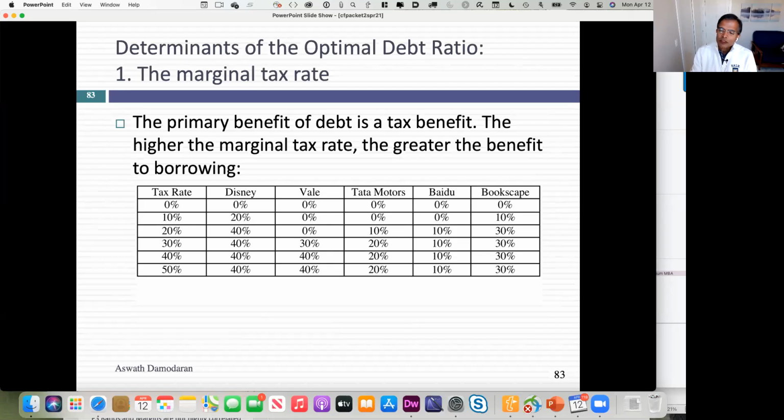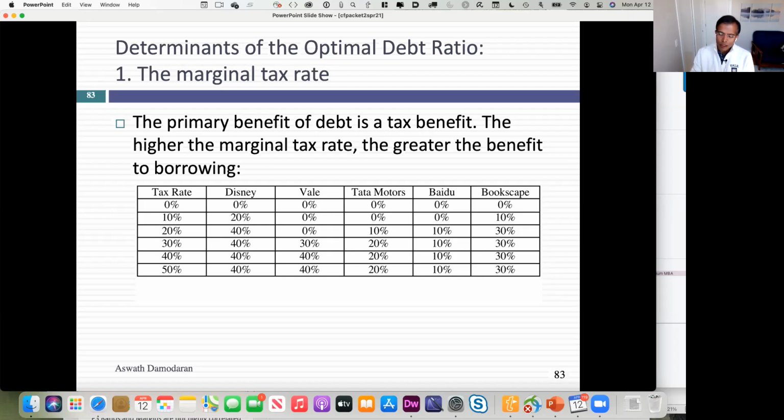So let's end today's session by talking about what drives the optimal. Even among my companies, with Disney, I got 40%. With Vale, I got 20% as my optimal. With Tata Motors, I got 20%. With Baidu, I got 30%. So with each company, I was getting a different optimal. What's driving those differences?